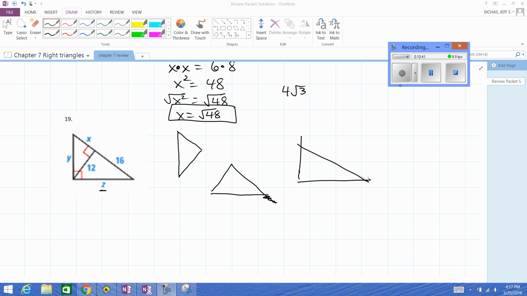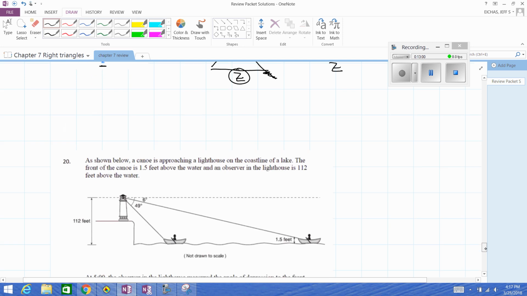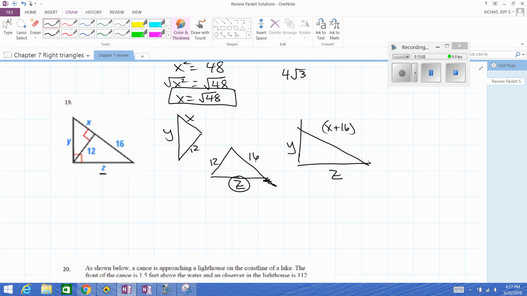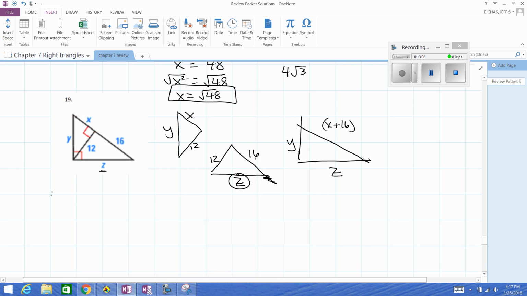So this is y here and x and 12. This is 12 here, 16 and z, y, z, x plus 16. I probably won't use that one. But the reason I'm going to take care of z first is because I can go right at Pythagorean theorem with that. So I'm going to get that out of the way right away, and then see if that makes some of the other problems easier.